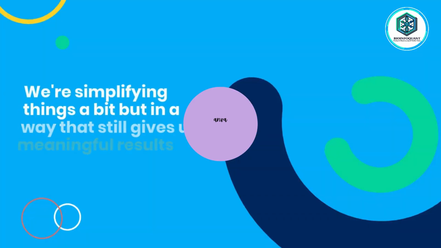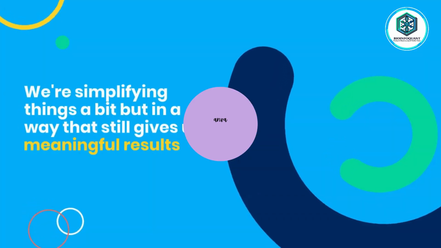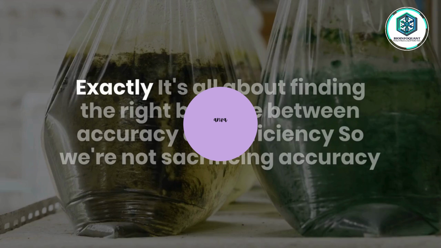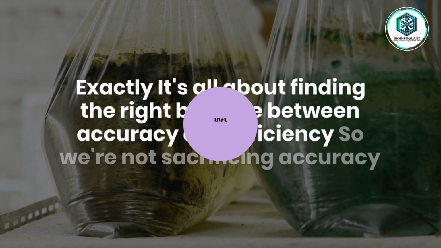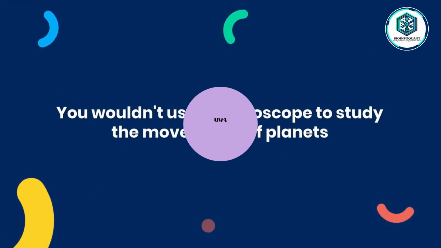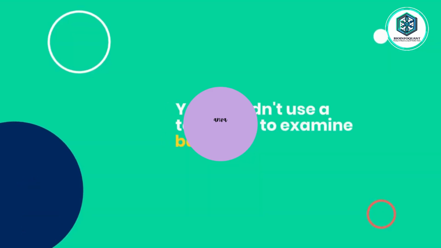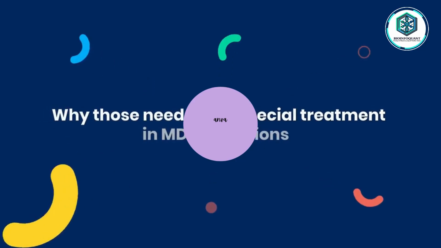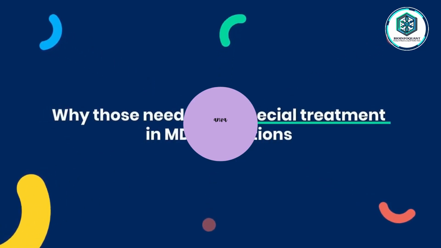Okay. It's like focusing on the overall choreography of the dance rather than every tiny muscle twitch of the dancers. So we're simplifying things a bit. But in a way that still gives us meaningful results. Exactly. It's all about finding the right balance between accuracy and efficiency. So we're not sacrificing accuracy. No. We're just choosing the right level of detail for the question we're trying to answer. Precisely. It's like you wouldn't use a microscope to study the movements of planets. Right. You wouldn't use a telescope to examine bacteria.